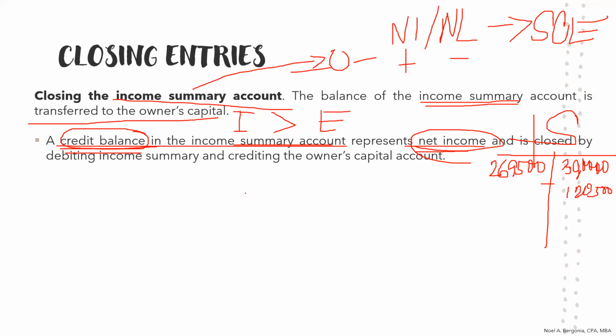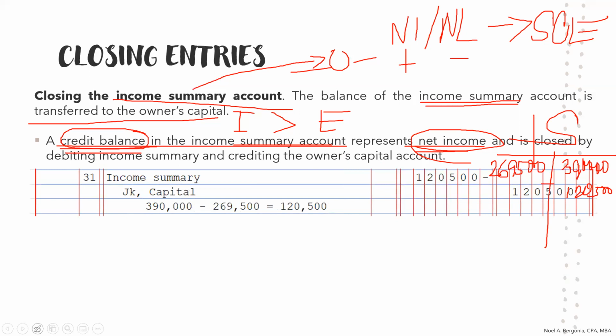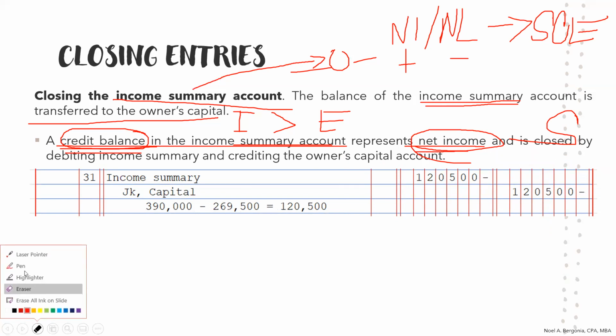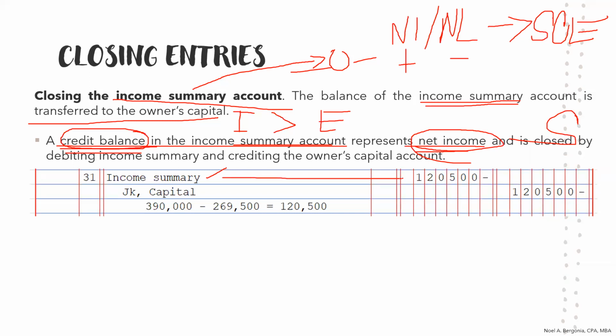So what we will do to close that credit balance of income summary is to debit it again. Okay, so this is the third closing entry. If you have net income, you will be debiting income summary, 120,500, so that when you post it, the income summary will also be zeroed. And then we transfer it to capital. So credit capital, 120,500.